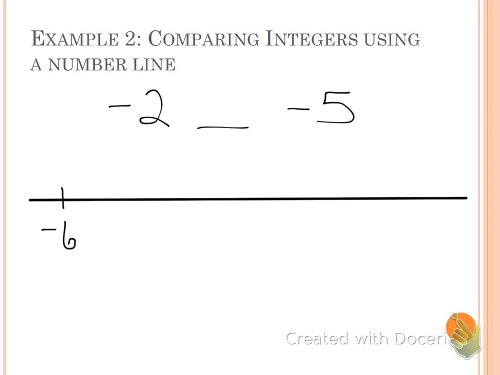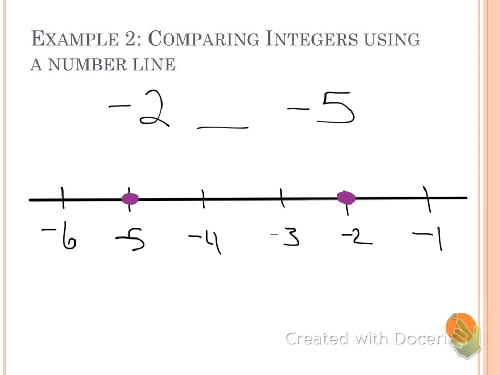So I'll start at negative 6, negative 5, negative 4, negative 3, negative 2, and negative 1. And then basically I'm just plotting these points on the values. All right, now where's 0? I don't have 0 on my number line. Where's my 0? It's to the right of negative 1, okay?